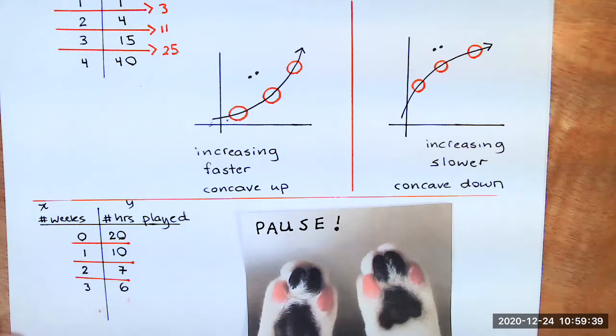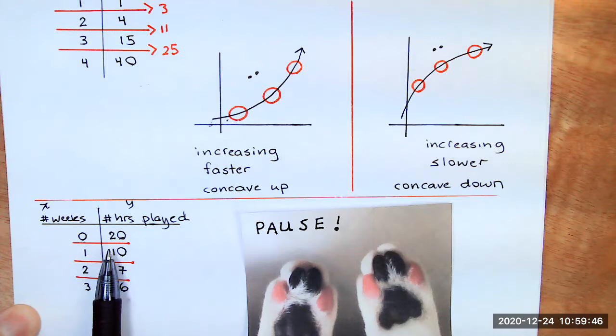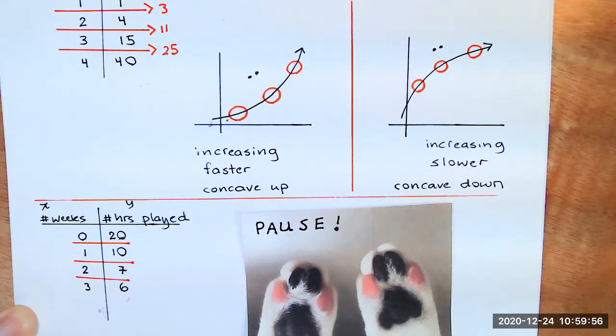All right, one more example. Let's say you bought a new video game. So the first week you played 20 hours. The next week you played on it for 10 hours, and so on. Is this linear or nonlinear? So I would hit the pause button and find that out.